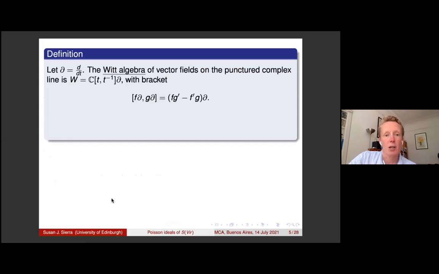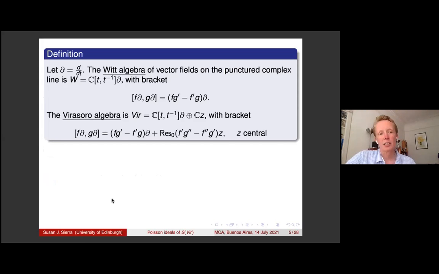So this is a Lie algebra, and it also has a very interesting central extension, the Virasoro algebra, which looks, of course, like the Witt algebra plus a central element z, and then the bracket is there's a cocycle that tells you what scalar multiple of z you have, and otherwise it looks like the Witt bracket.